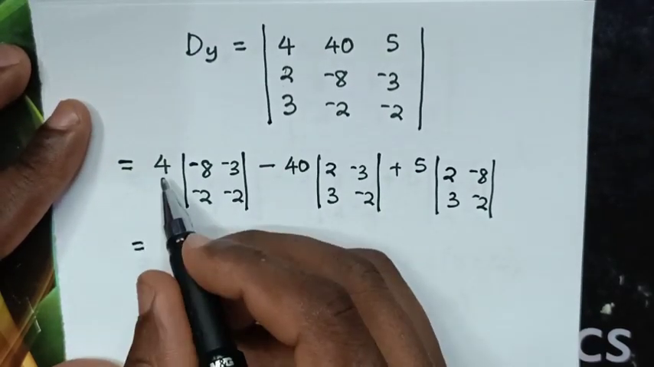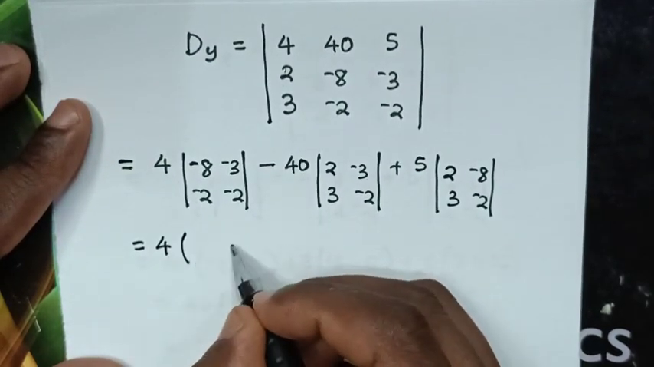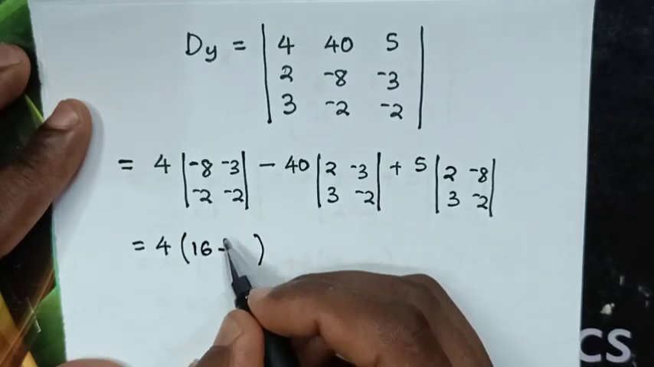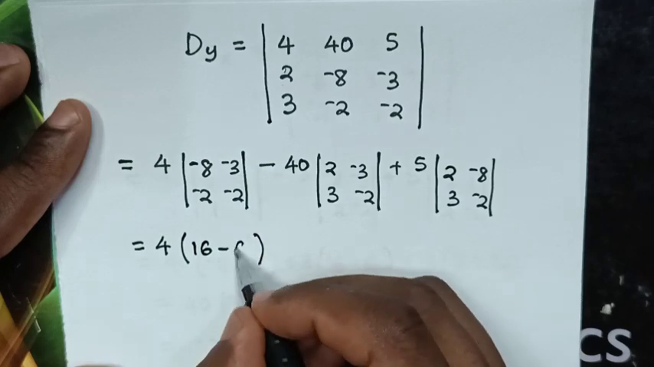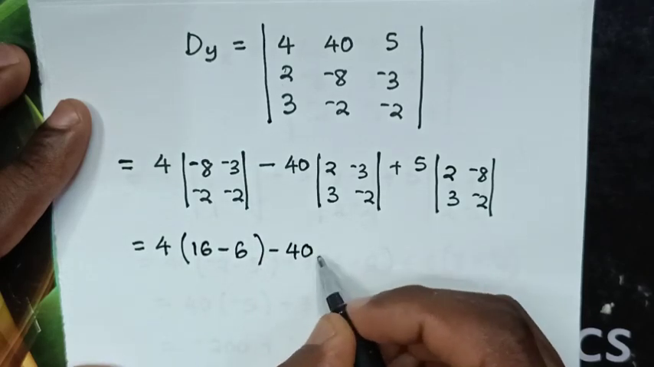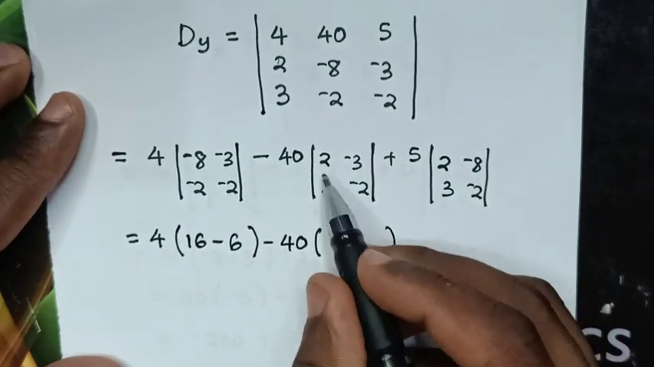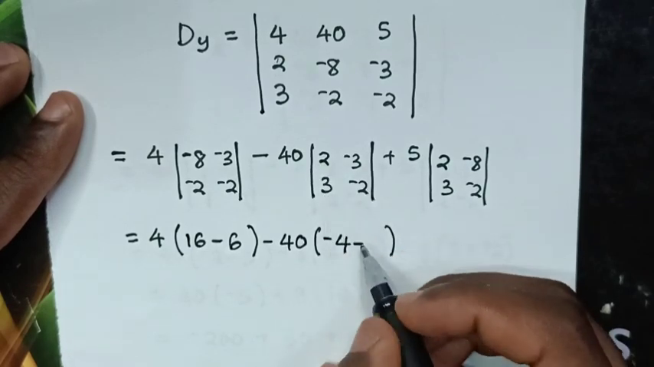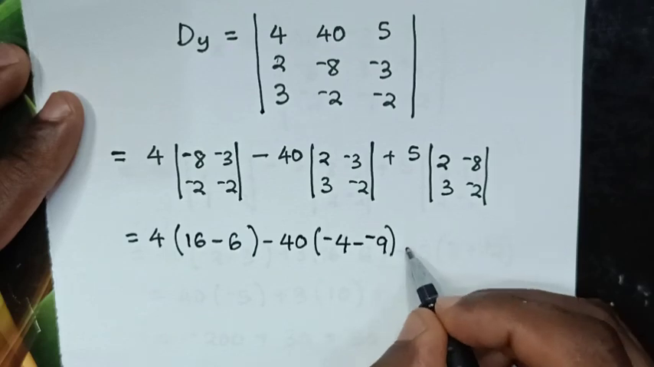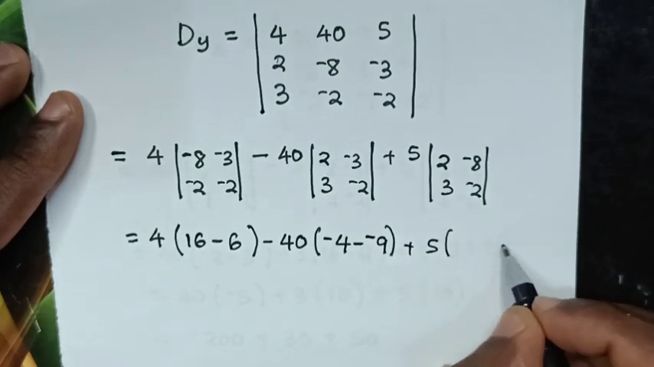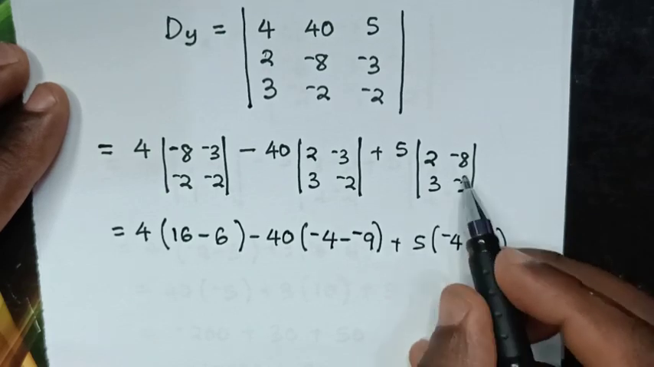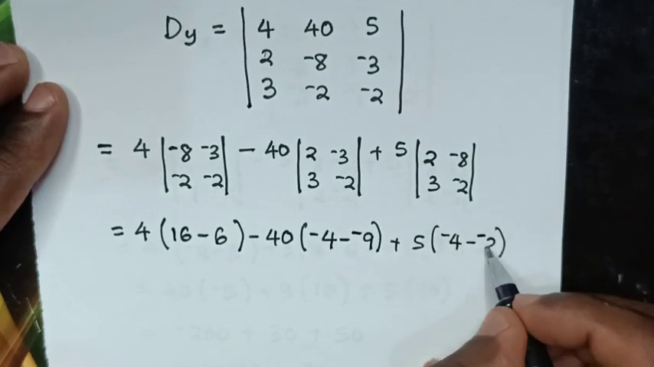Then it will be equal to 4, bracket, negative 8 times negative 2 is 16. Then minus negative 3 times negative 2 is 6. Then minus 40, bracket, 2 times negative 2 is negative 4, minus negative 3 times 3 is negative 9. Then plus 5, bracket, 2 times negative 2 is negative 4, minus negative 8 times 3 is negative 24.